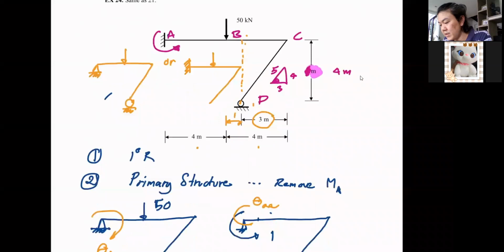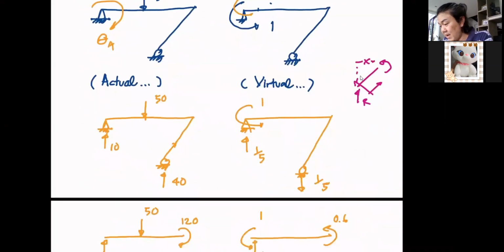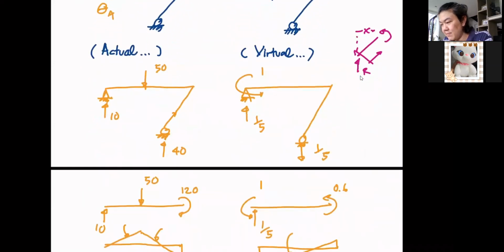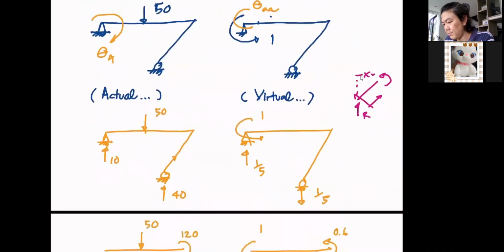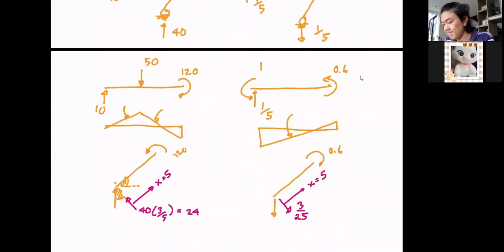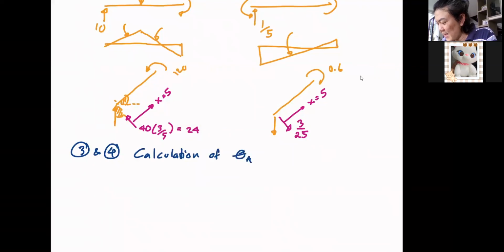So let us resume this problem. Now we have analyzed the structure. We have all the internal forces and everything. So it's time that we complete step number 3 and 4. Step number 3 and 4 is the calculation of zeta A and zeta AA.